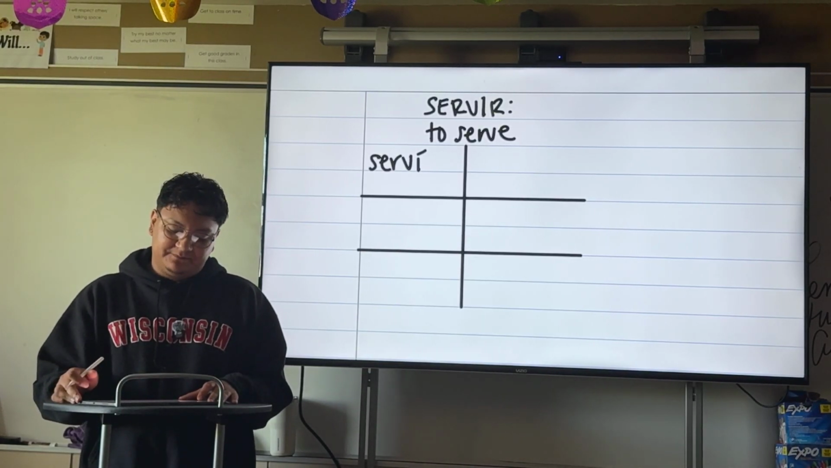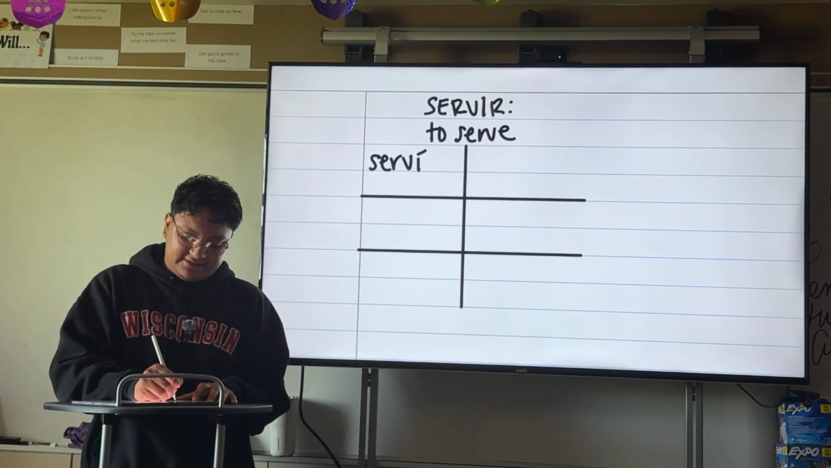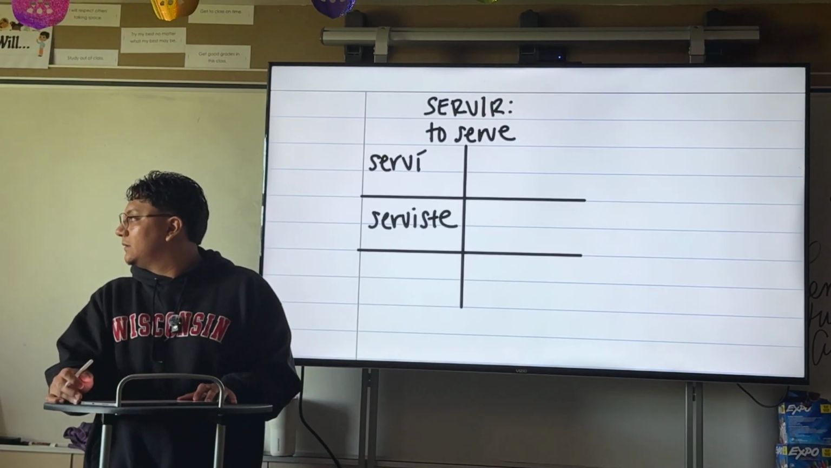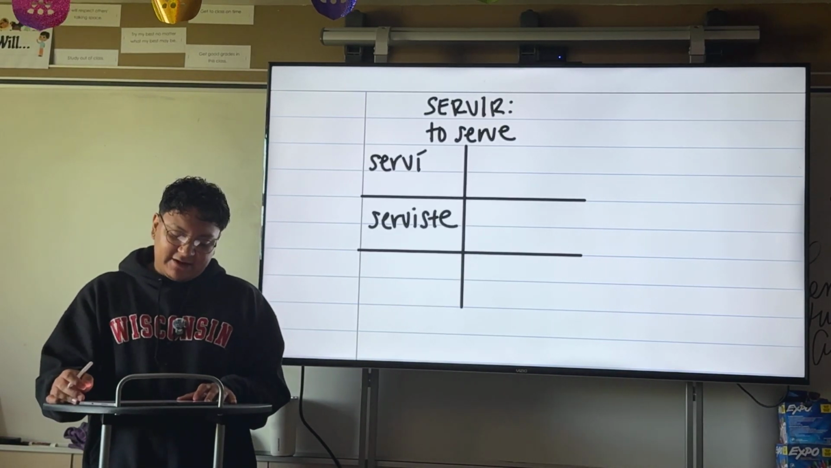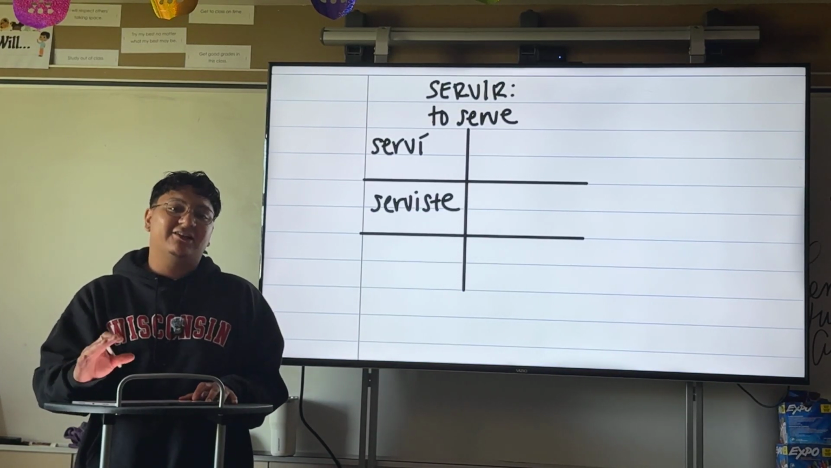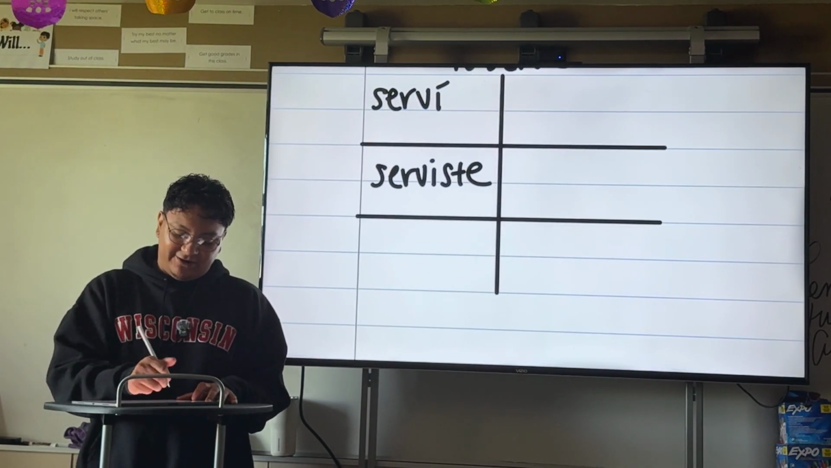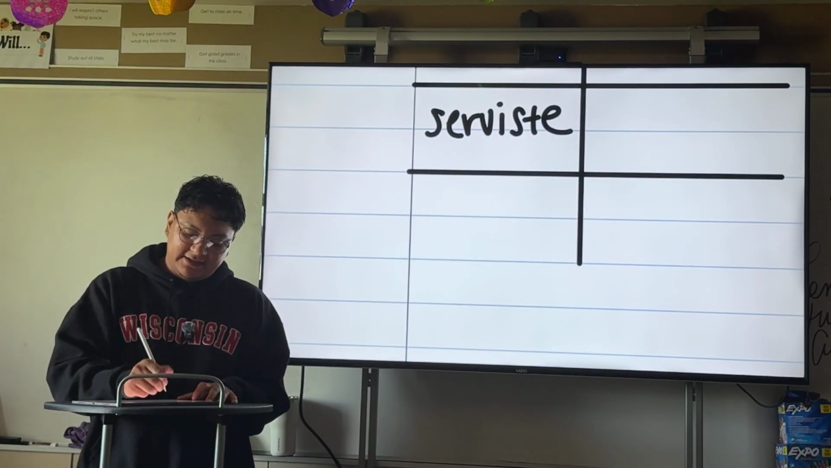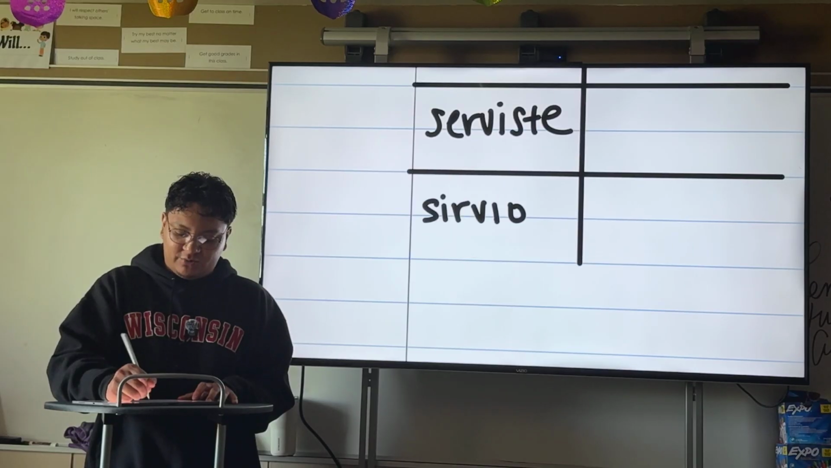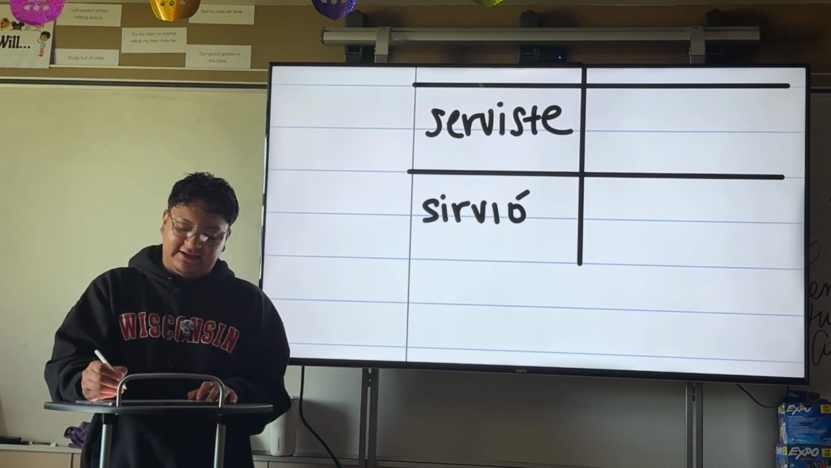Accent over the I. What about you served? Serviste. What about él, ella, o usted? Now here's where it gets a little tricky, and I'll explain a little bit more in depth later on. So in here, it would be sirvió. S-I-R-V-I-O, accent over the O. And I'm going to underline that so I can come back to that.